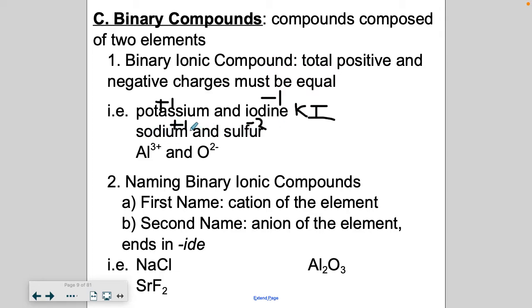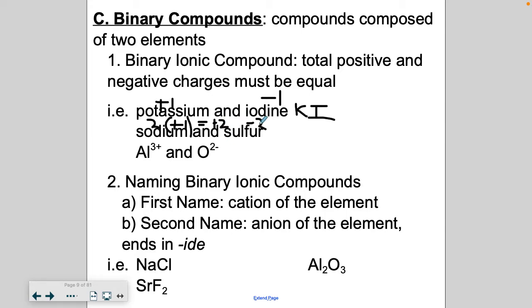Sodium, sulfur. Okay, so sodium is a +1, and sulfur is a -2. So the charges don't balance out. So what can I do to get them to be equal? Well, I need 2 sodiums. Because then with my 2 sodiums, I'm now at a +2.